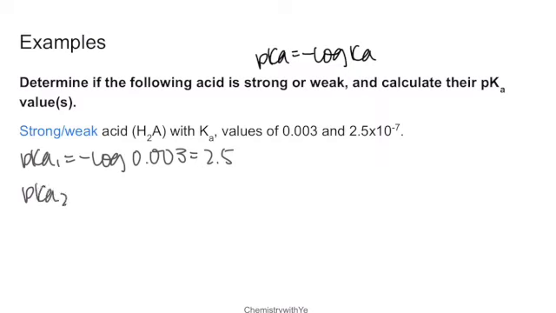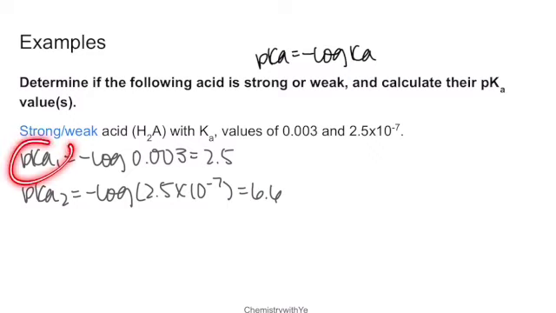And the pKa2 is the negative log of 2.5 times 10 to the power of negative 7, which equals 6.6. And looking at the first pKa value, which is representative of the most protonated form dissociating to the second most protonated form, it has a low value of 2.5, so that means it is a strong acid.